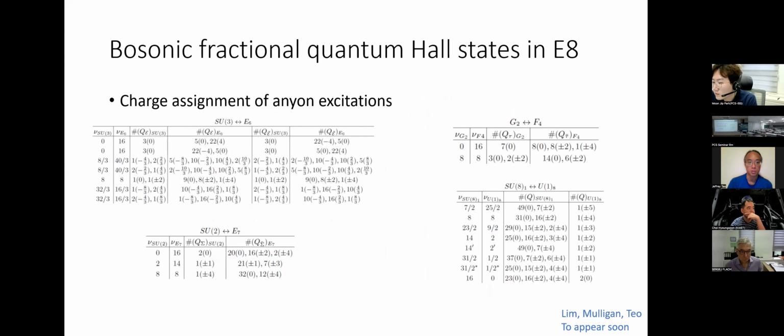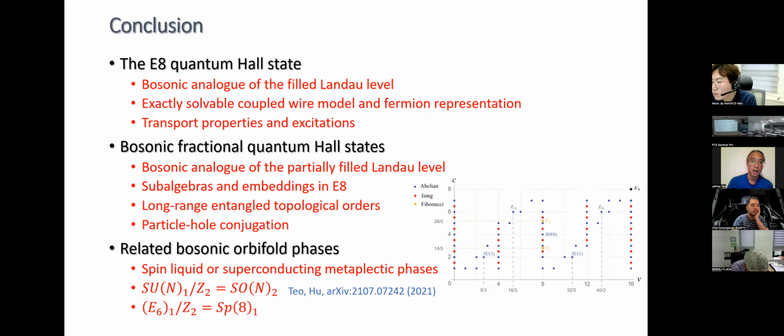We also exhausted all possible cases for the anyon excitations and tabulated their charge assignments, basically the electric charge for all anyon quasi-particle excitations for all these states. So I'll leave you with the conclusion. What we have discussed today is there are two things.